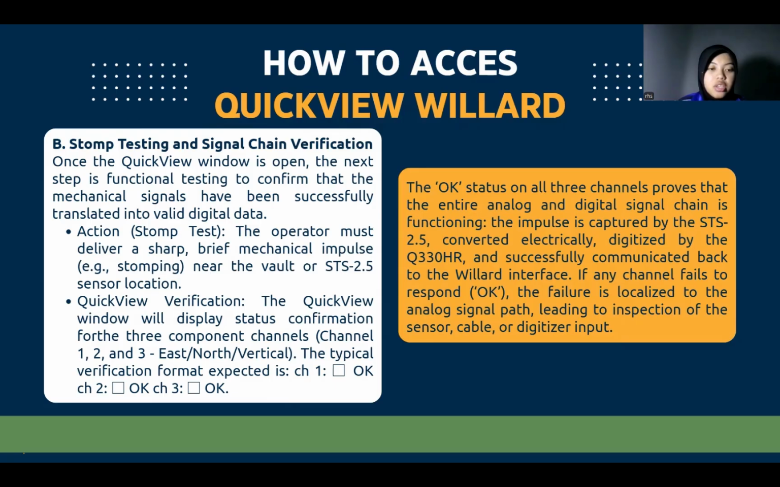Channels 1, 2, and 3 are north, east, and vertical. The typical verification is the aux status on all three channels, which proves that the entire analog and digital signal chain is functioning. The impulse is captured by the STS 2.5, converted electrically, digitized by the Q330HR, and successfully communicated back to the Willard interface. If any channel fails to respond, the failure is localized to the analog signal path, leading to inspection of the sensor cable or digitizer input.